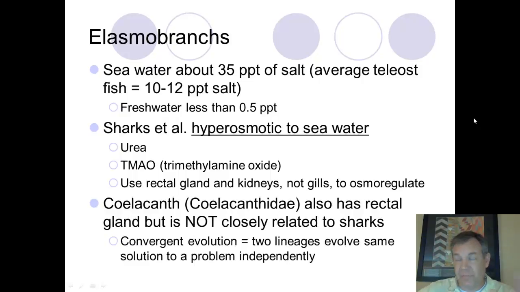Coincidentally, just something to mention here, coelacanths also have a rectal gland. But coelacanths are not closely related to sharks. It probably evolved independently. This is something we call convergent evolution. Two different lineages sort of stumble upon the same solution independent of one another. Sometimes these two groups have the same characteristic because they have a recent common ancestor from which they got that characteristic. But in the case of the coelacanths and the sharks, that's not the case. They each sort of evolved it independently.